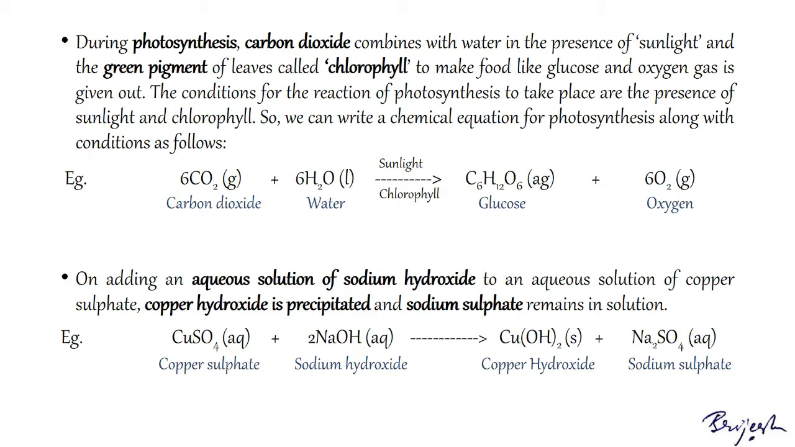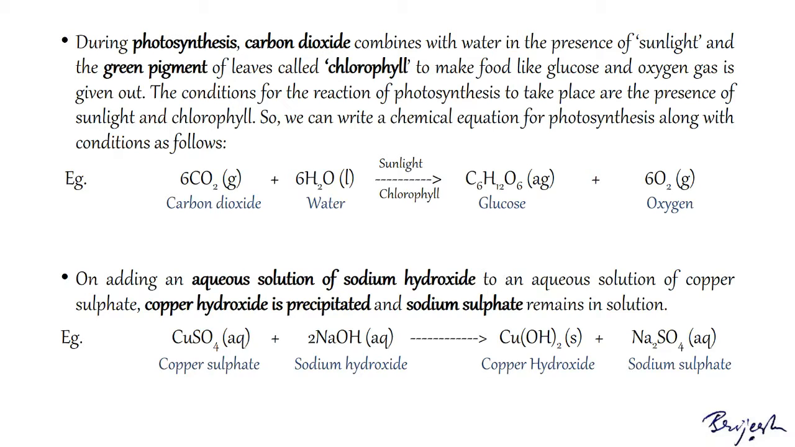The green plants make food by photosynthesis. During photosynthesis, carbon dioxide combines with water in the presence of sunlight and the green pigment of leaves called chlorophyll to make food like glucose, and oxygen gas is given out. The conditions for the reaction of photosynthesis to take place are the presence of sunlight and chlorophyll. So this photosynthetic reaction can be written as 6CO2 plus 6H2O in presence of sunlight and chlorophyll gives C6H12O6 aqueous plus 6O2.